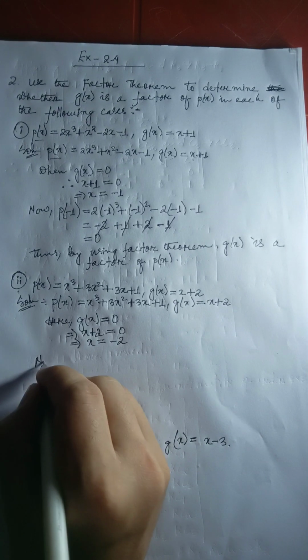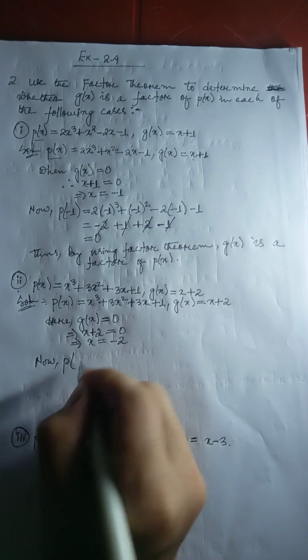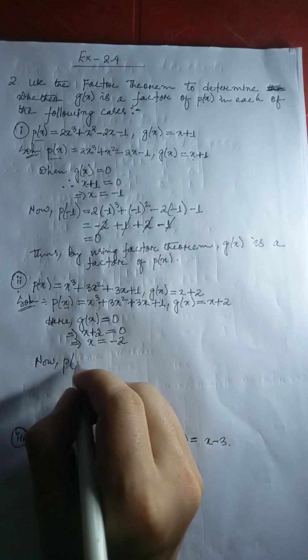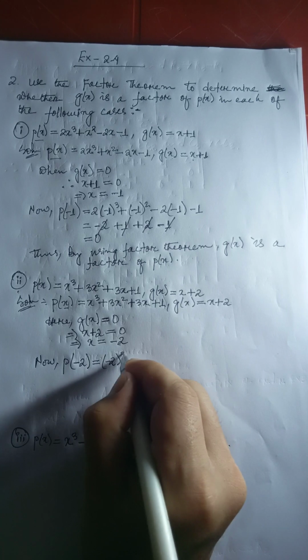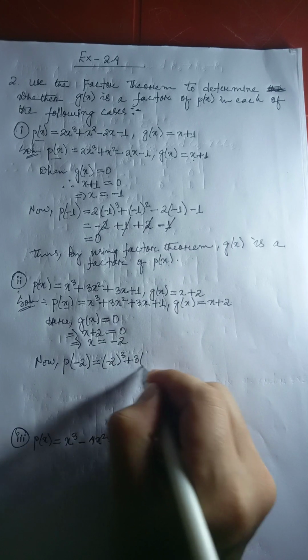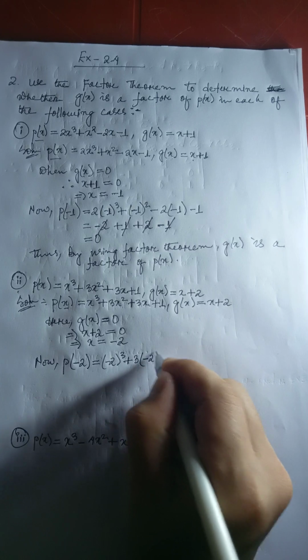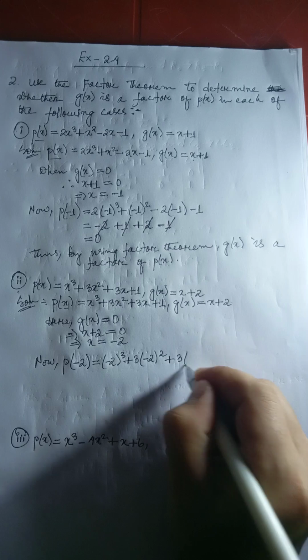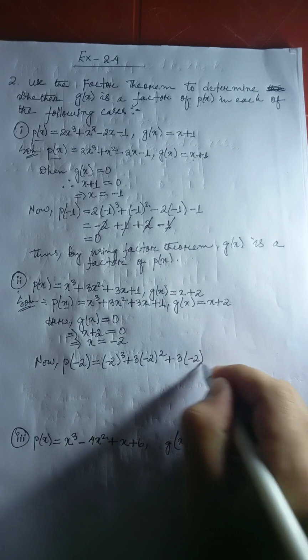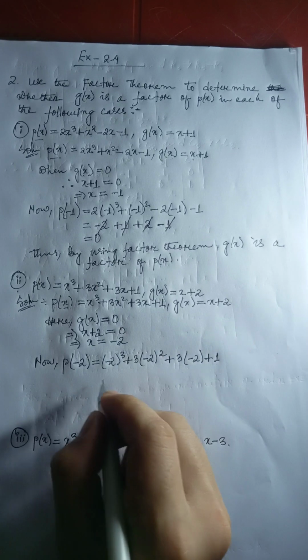Now, instead of x, we have to put the value of x, that is minus 2. Let us put this minus 2 cube, and after that 3x square. What is the value of x? That is minus 2, it will be squared. 3x, it will be 3 times minus 2.